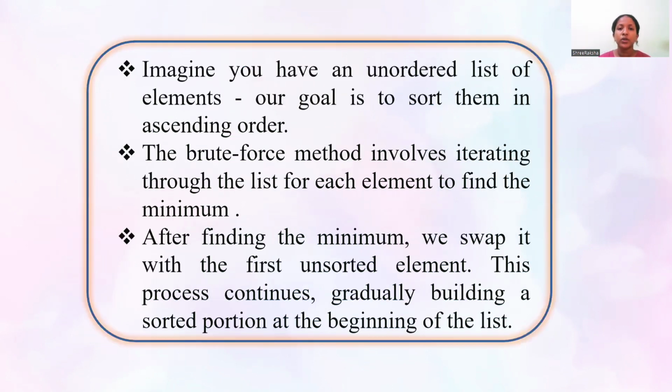Let's imagine you have an unsorted list of elements. Our goal is to sort them in ascending order. The brute force method involves iterating through the given list of elements to find the minimum. After finding the minimum element, we swap it with the first unsorted element. This process gradually continues until we get a sorted list of elements.